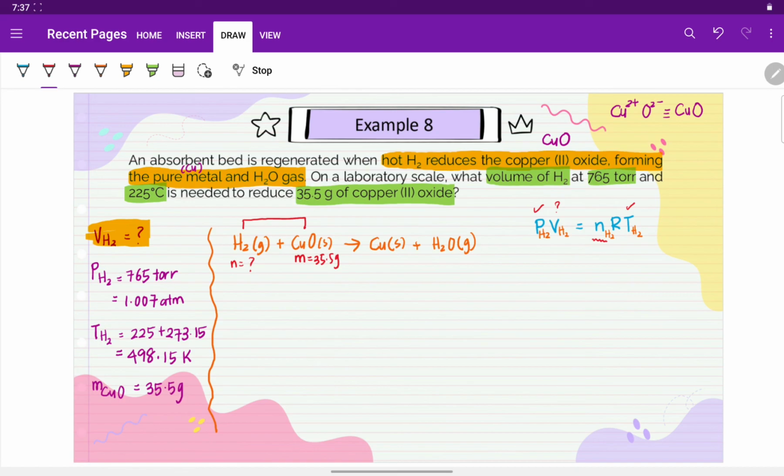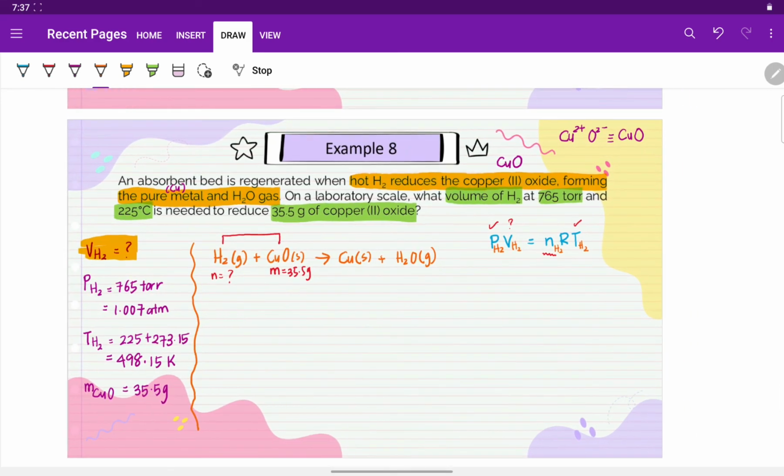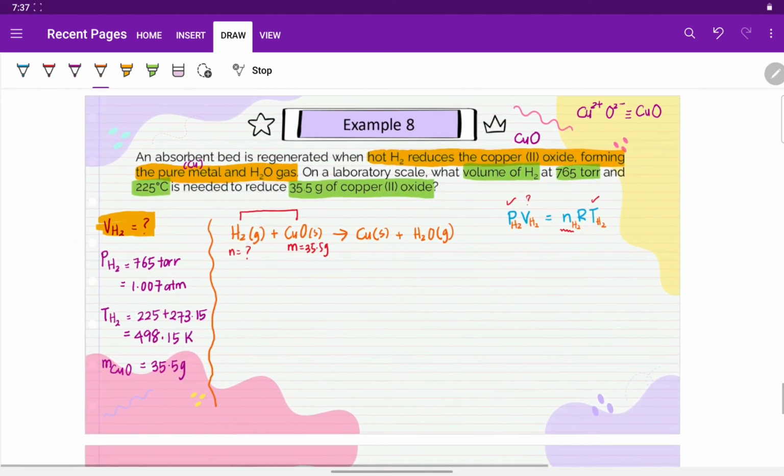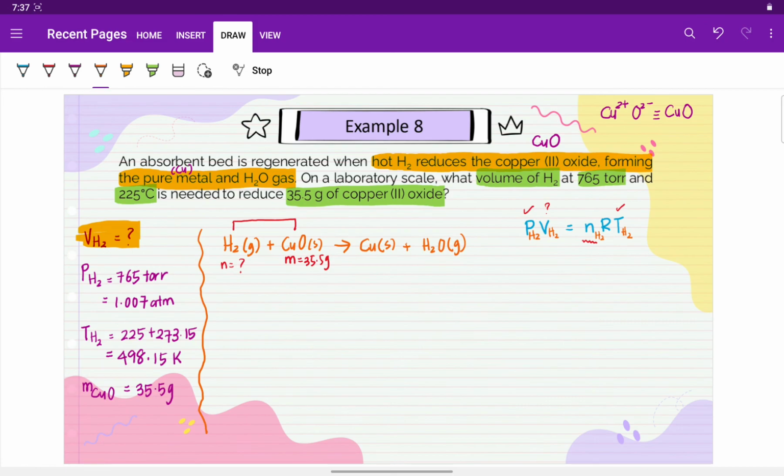Jadi, apa yang kita akan buat adalah, we're going to find first the number of mole of copper oxide. So, nak cari number of mole macam biasalah. Okay, number of mole of CuO, which is 35.5 gram, bahagikan dengan dia punya molar mass. So, molar mass yang awak boleh cari, which is 79.6 gram per mole. And you will get the number of mole of copper oxide as 0.446 mole.